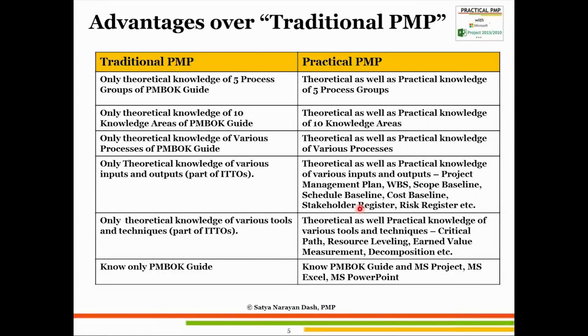Similarly, there are other inputs and outputs such as the stakeholder register, which is from the stakeholder management knowledge area. There is the risk register, which is from the risk management knowledge area. Also tools and techniques like critical path, which is from schedule management. Resource leveling, again from schedule management. Earned value management, which is from cost management. Decomposition, which is from scope management. There are also quantitative risk analysis and qualitative risk analysis techniques, which you will be knowing in practical PMP.